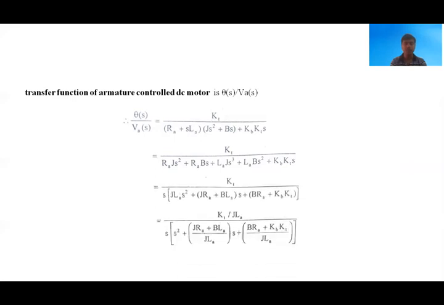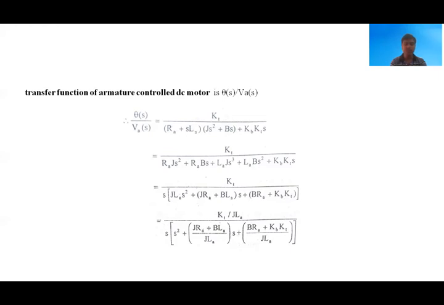Now after taking common s cube terms, s square terms, s terms and constant terms, we will get s into, because in the denominator of the previous expression we have s as a common. From all the terms you can take common s. Therefore s into J La s square plus J Ra plus B La into s plus B Ra plus Kb Kt.